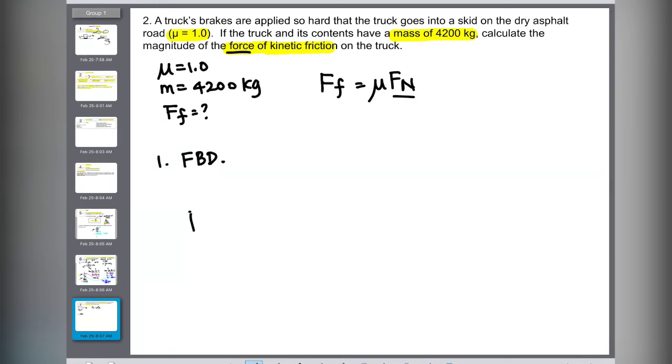So just like always, you draw your free body diagram first. Okay, so this truck has force of gravity and it has force of normal. Does it have an applied force? The brakes are applied so hard, the truck goes into a skid. Applied force is like you're stepping on the gas. If you're slamming on the brake, it does not have an applied force. It only has a frictional force, okay?